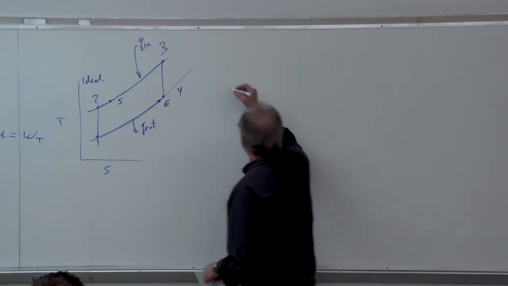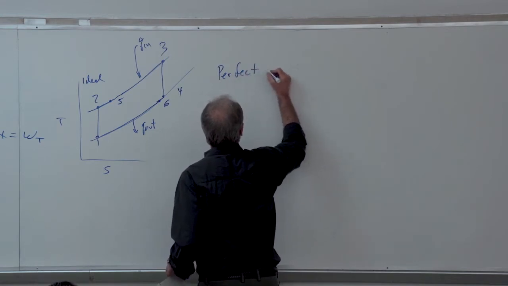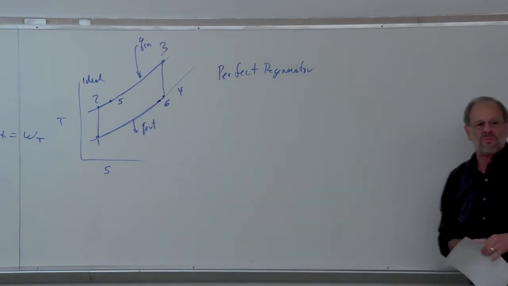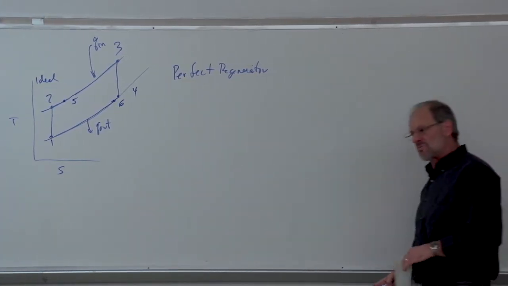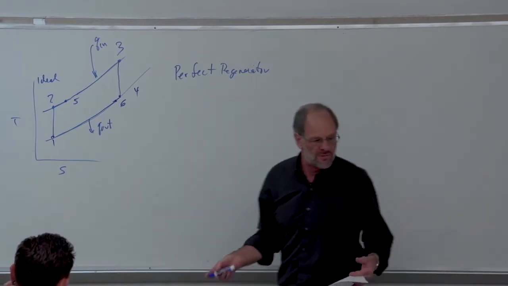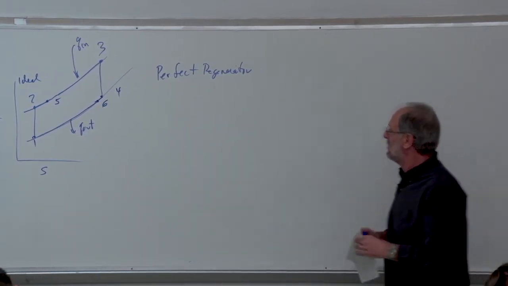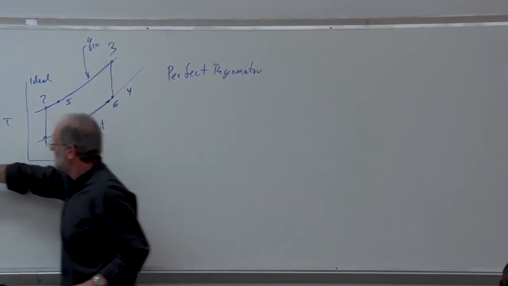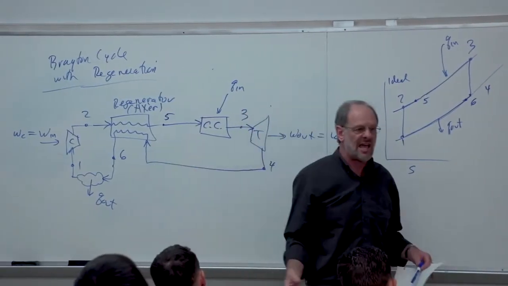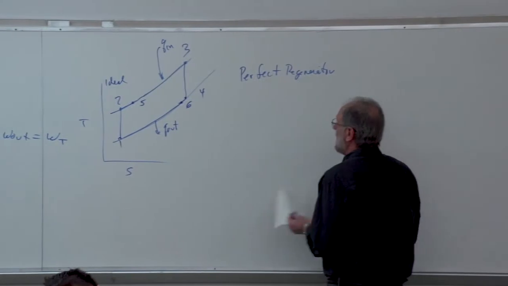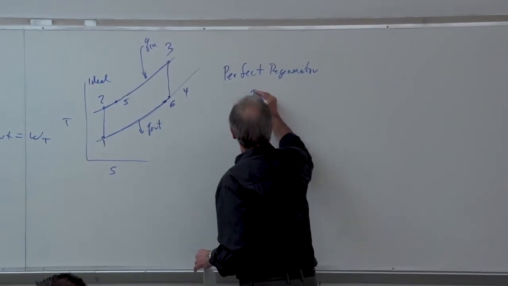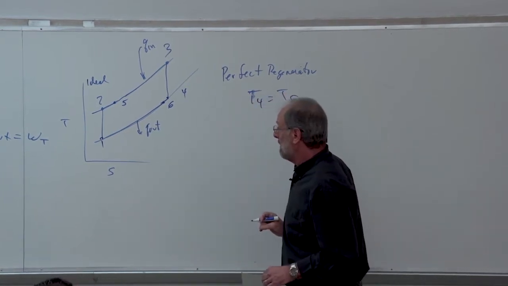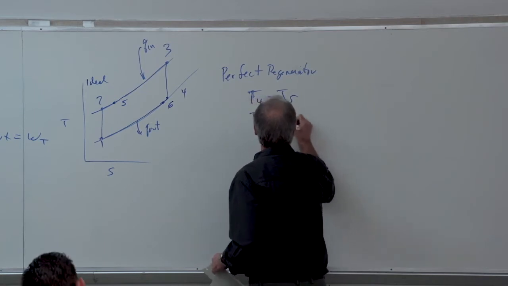Now, as you're first reading about this in your textbook, they talk about something called a perfect regenerator. And if we talk about a perfect regenerator, then what that really means is that there's no losses in the heat exchange process, which quite frankly never occurs in the real world. In the real world, you're never going to be able to heat up the incoming air from 2 to 5 all the way up to the temperature of point 4. I mean, that just can't happen. If it were a perfect regenerator, we could say that the temperature at point 4 will equal the temperature at point 5. We could also say that the temperature at point 2 is going to equal the temperature at point 6.